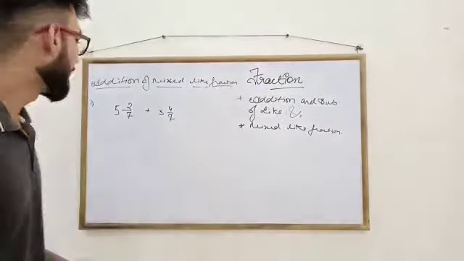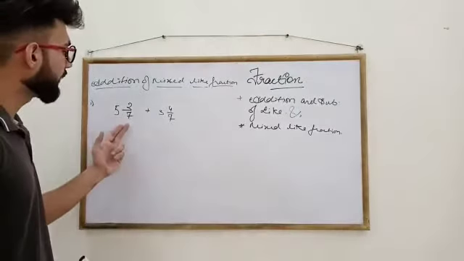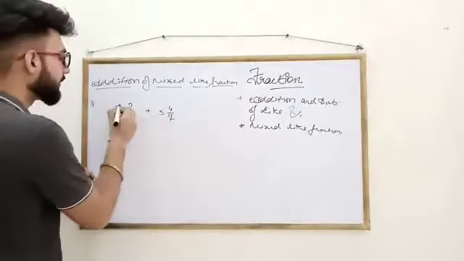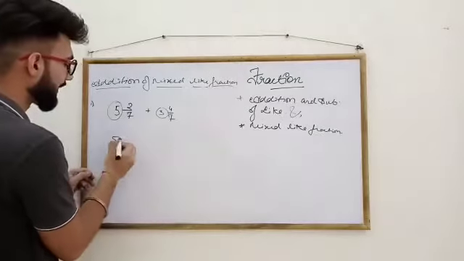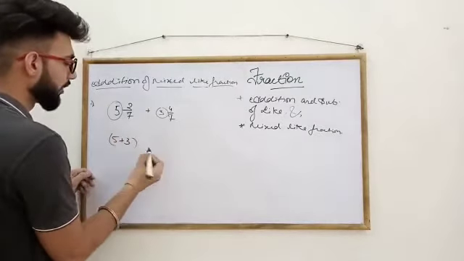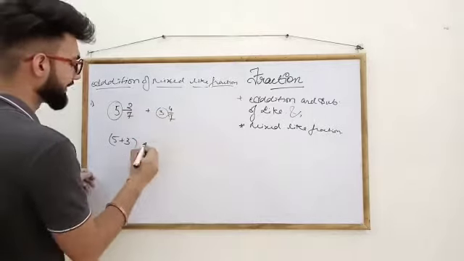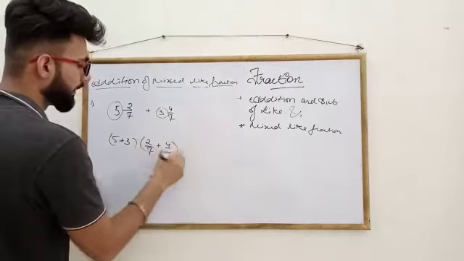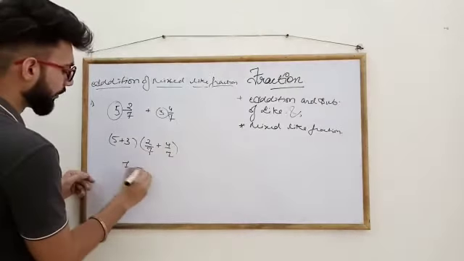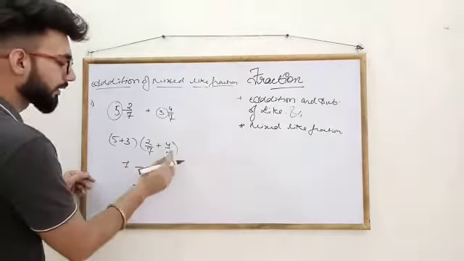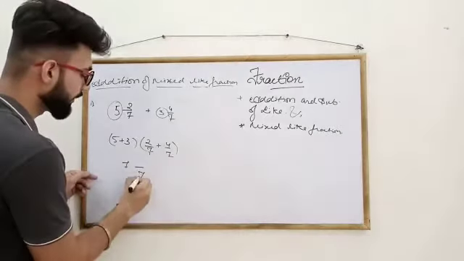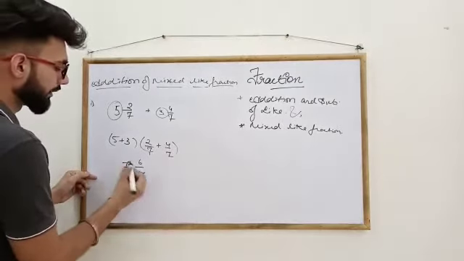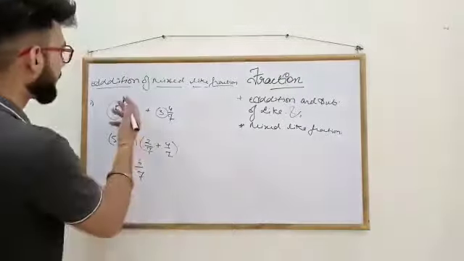Moving on to a second example, that is 5 whole 2 by 7 added to 3 whole 4 by 7. In the same way, we'll add the whole numbers first, separately, that is 5 plus 3, and in a separate column 2 upon 7 plus 4 upon 7. So 5 plus 3 would be 8, and over here we write the denominator as the same, that is 7, and 2 plus 4 would be 6, so we'll write 6 over here.